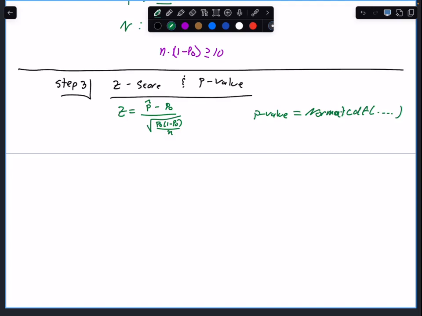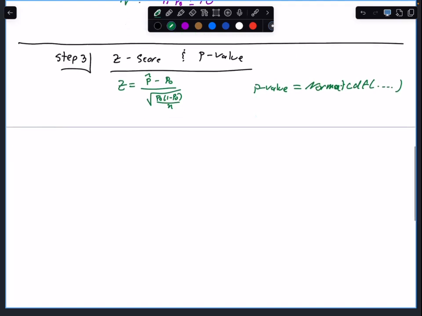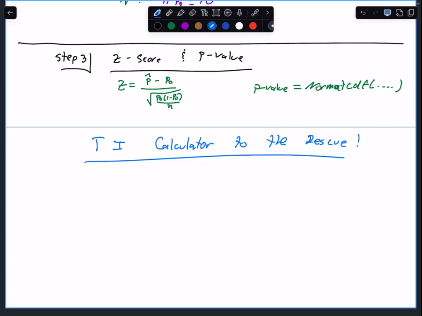Do you really want to do it that way? I hope you say, oh, hell no. Nope. Don't want to do that. I'm going to make a mistake. I'm not going to know what to do. That seems totally hard. Why are you going to make me do this? Good news. TI calculator to the rescue. Your calculator will do this for you. It'll find the z-score and it'll find the p-value for you really, really easily.